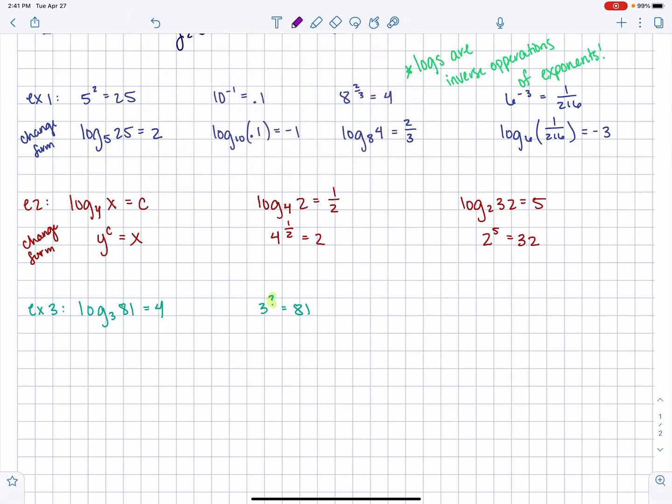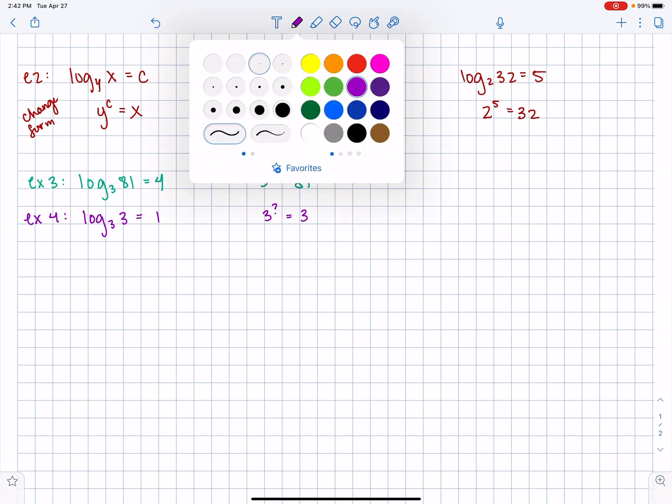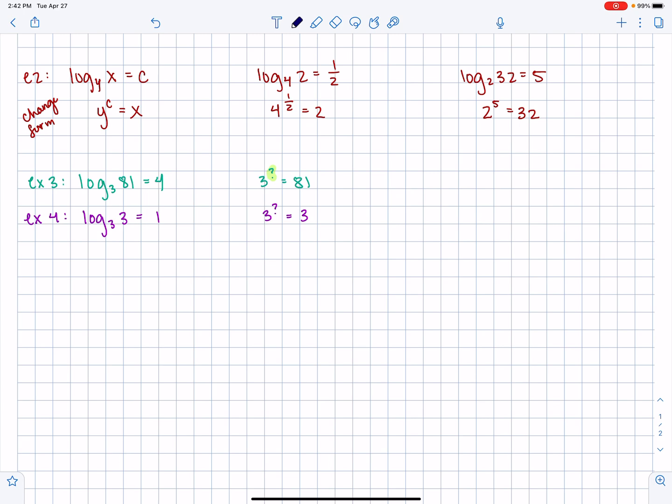Let's try another one. Example 4. Okay, we have log base 3 of 3. All right, this is really asking 3 to what power is 3? Well, 3 to the power of 1 is equal to 3. And again, if you need to see that in exponential form, that's what it's asking there. 3 to what power is equal to 3? And for one more that we can solve together, and again, you can solve these without a calculator right now. Don't need that calculator. We'll get to a calculator later on in this unit.